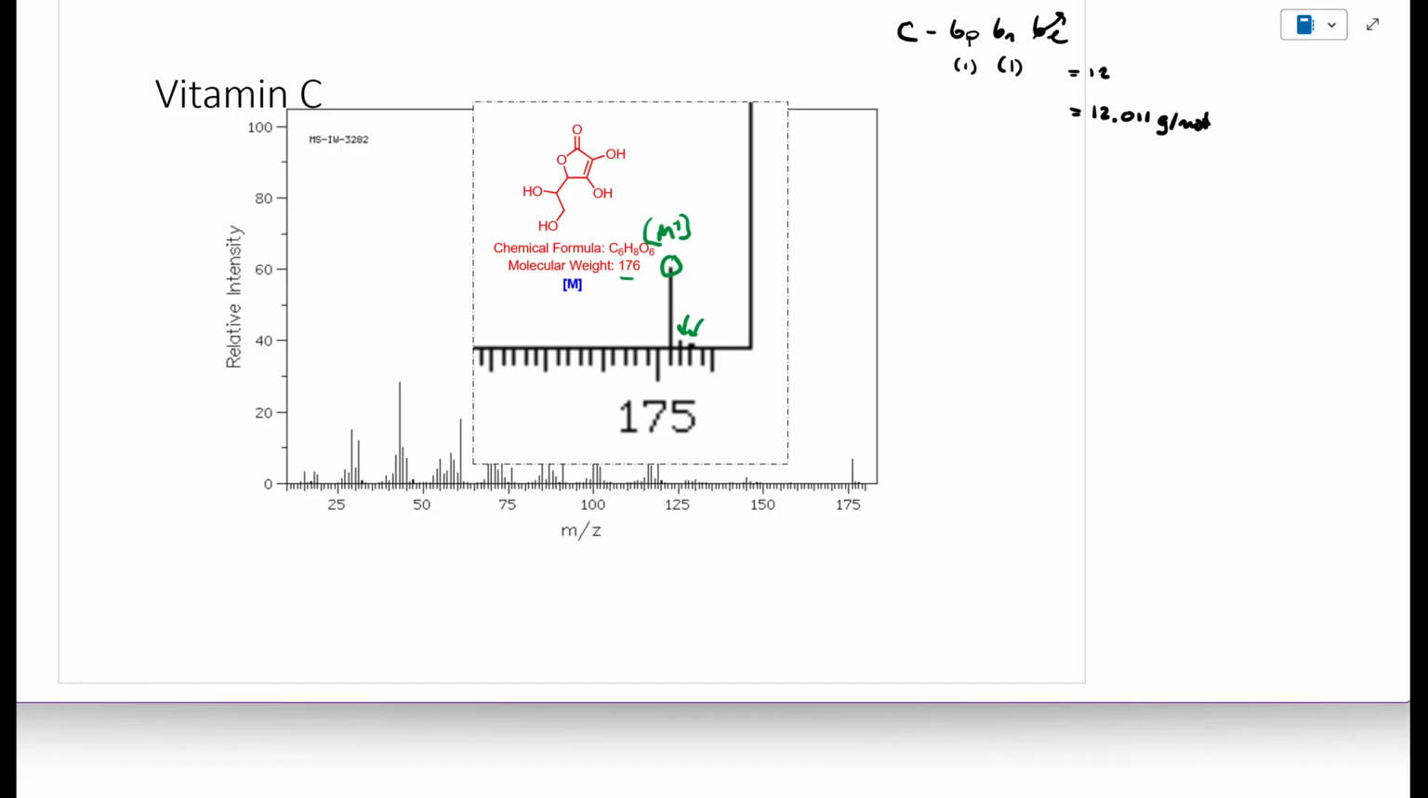And the question is why? It should be exactly 12. Protons, by definition, have a mass of 1. Neutrons have a mass of 1. So why do we get 12.011 grams per mole? And the answer is isotopes. So there are 3 kind of naturally occurring flavors of carbon. There is carbon-12. That's 6 protons, 6 neutrons, 6 electrons.